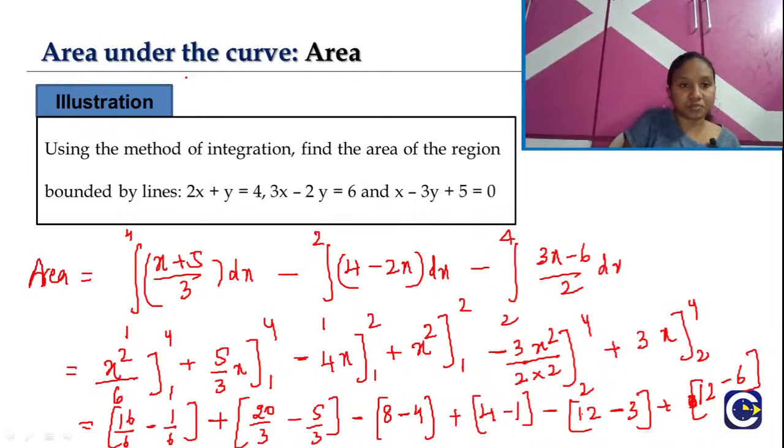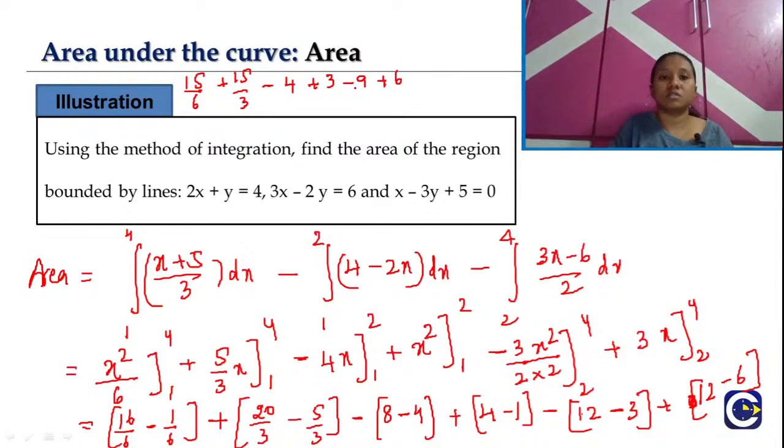So it will be 15 by 6, then 15 by 3, then 4, then 3, then 9, then 6. So here 9, 13. So minus 13, here minus 10. So minus 10 plus 4, plus 6, will be minus 4. So 15 by 6 plus 15 by 3 minus 4. LCM will be 6. So 15 plus 30 minus 24.